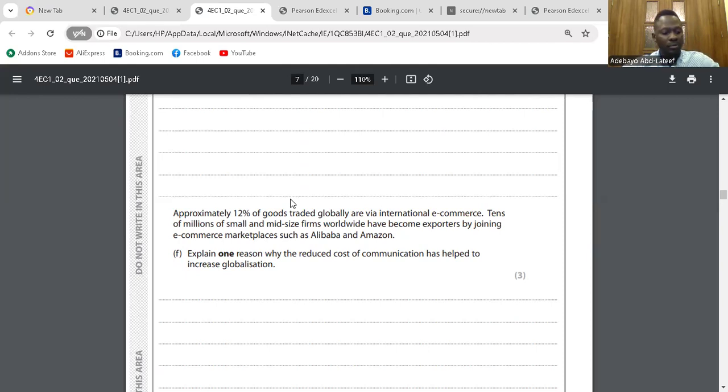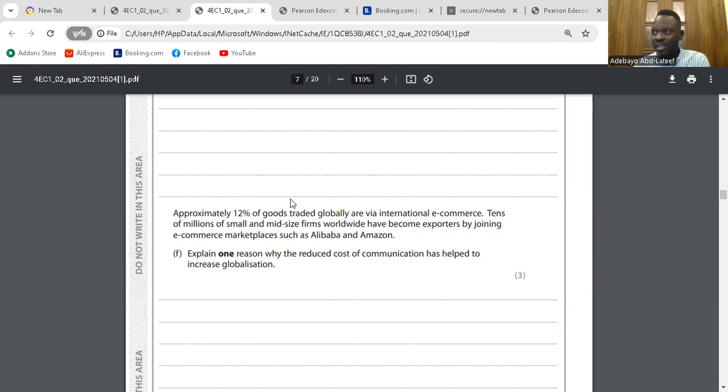Okay, F. It said, explain one reason why the reduced cost of communication has helped to increase globalization. We all know what globalization is, interconnectedness between economies. If there's no effective way of communication, there's no reduction in cost of production and communication. So I wrote, reduced cost of communication has increased globalization because there's a more efficient way to communicate across different countries.